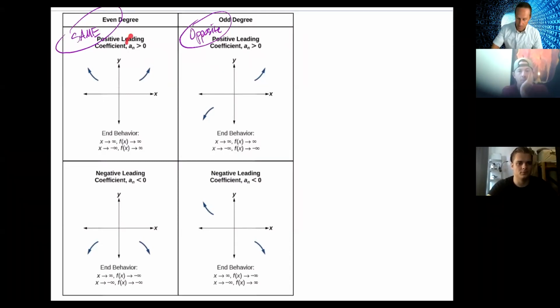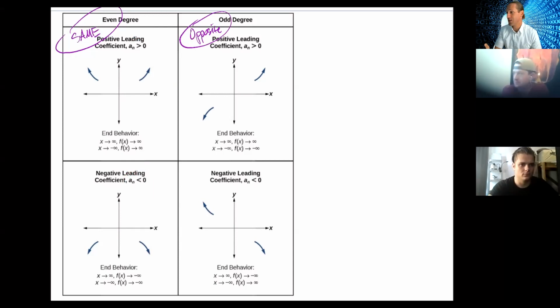The leading term, whether it's negative or positive. Very good. That leading coefficient, they like to say that first, a sub n. That's a subscript for naming purposes only. If it's positive, then we're up. If you're negative, you're down.